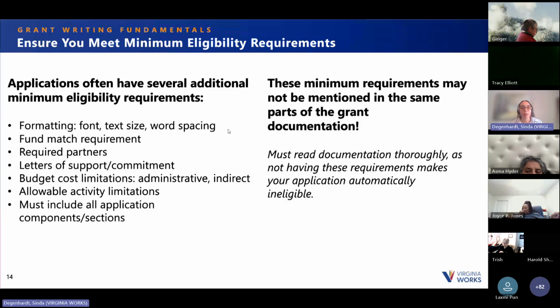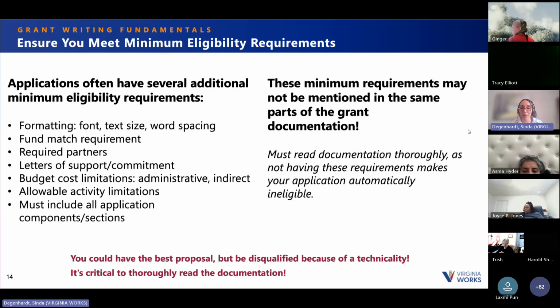What's really tricky about this is that these minimum eligibility requirements are not usually listed in the same part of the funding documentation. And so you really need to make sure that you read the documentation thoroughly to ensure that you don't accidentally miss anything. It is really unfortunate to work on a grant application for months, and you could have the best proposal in the world that anybody has ever read, and then be disqualified on a technicality.